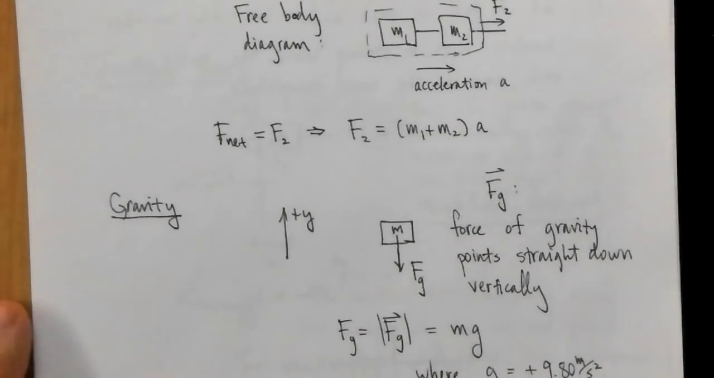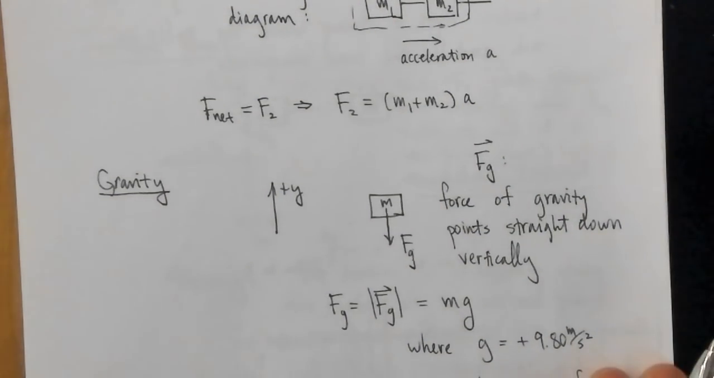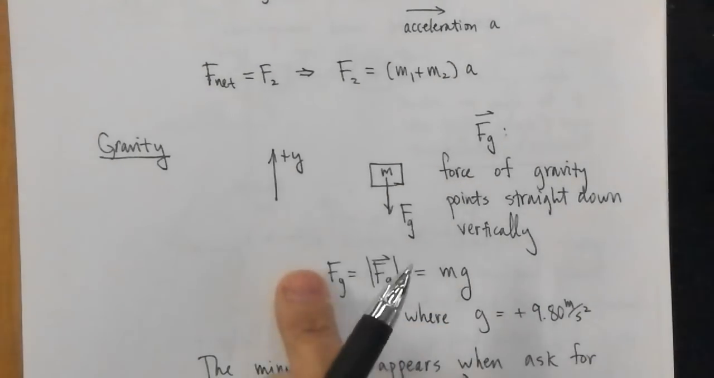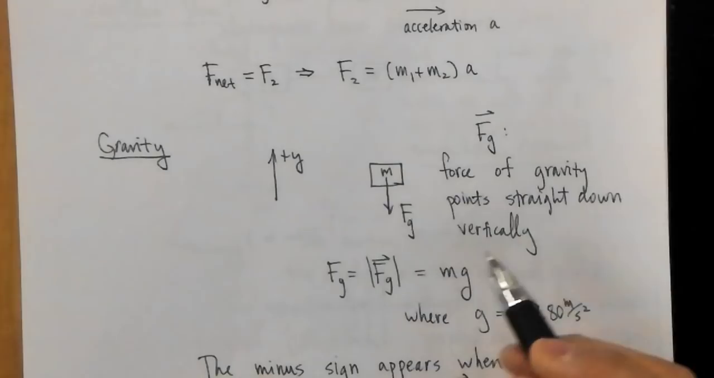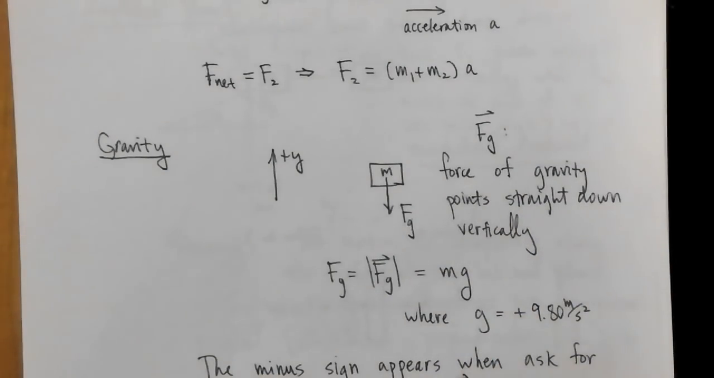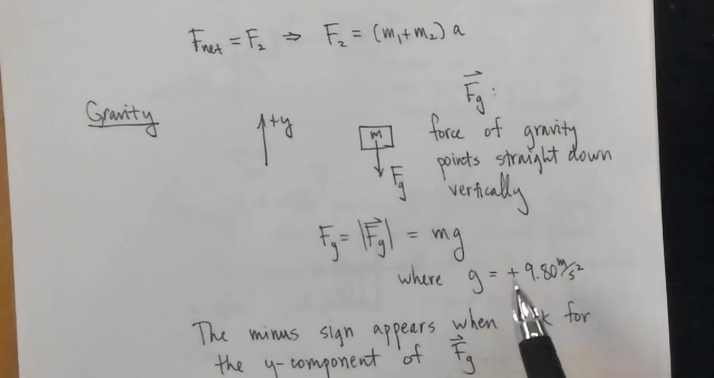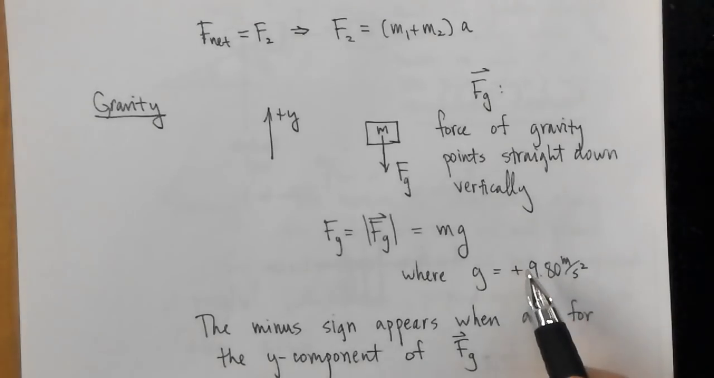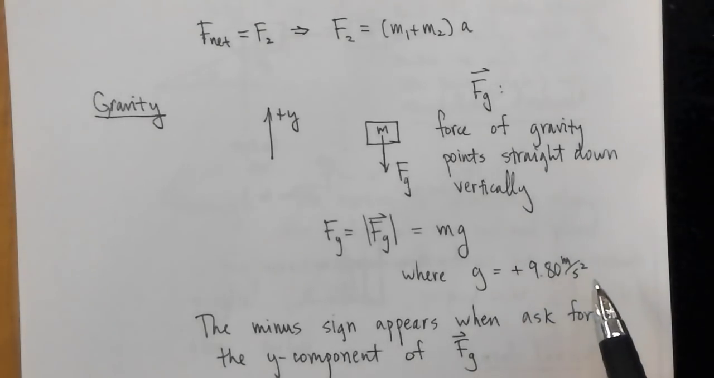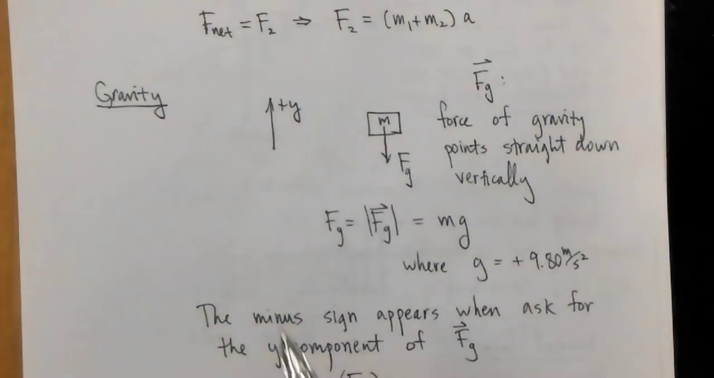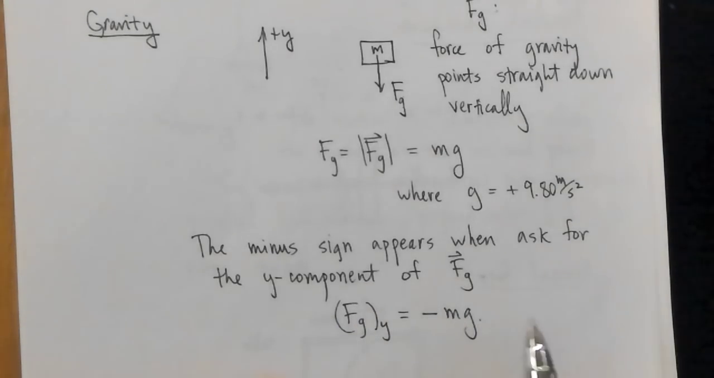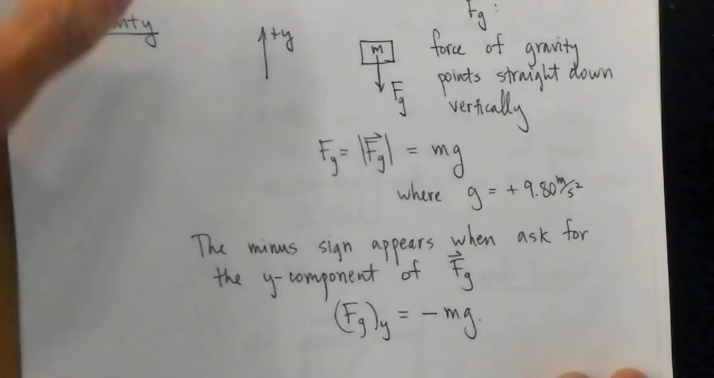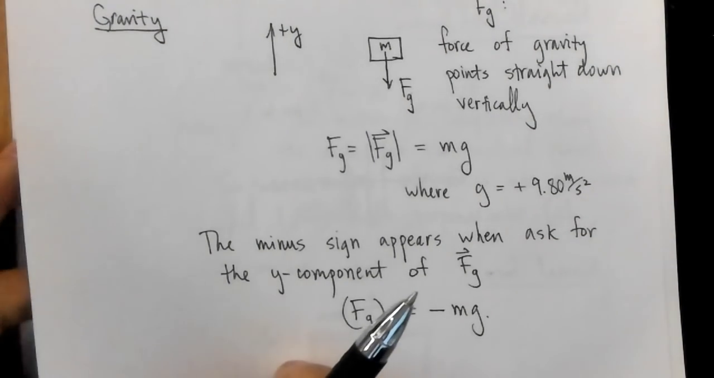All right. Now, if we talk about gravity, then gravity points straight down. So this is the positive y direction. Force of gravity is Fg. That's just m times g. I call it Fg. So g is positive 9.8 meters per second squared, but it points down. So if we were talking about the y component of Fg, it's minus mg. Questions about this?